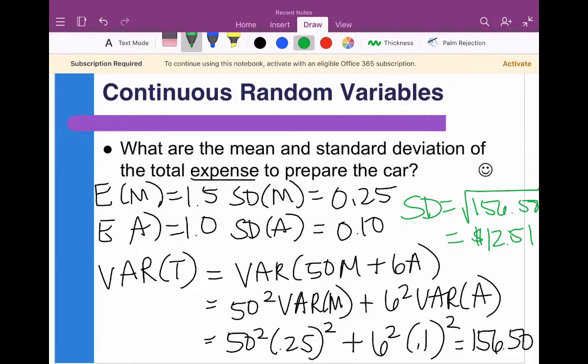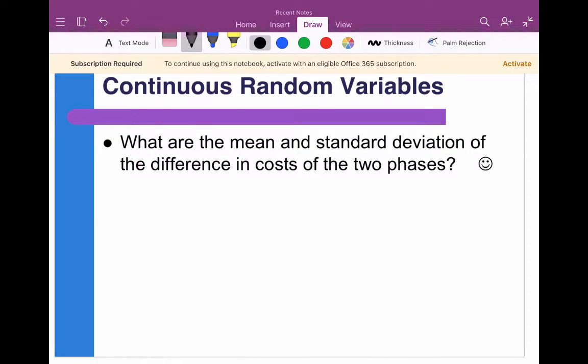So we ended up with an expected total expense of $81 with a standard deviation of $12.51. Our next question asks us what the mean and standard deviation of the difference in the costs of the two phases are. So this is very similar, but now we're subtracting instead of adding. In this case, our expected difference is going to be 50 times the mechanical minus 6 times the appearance. So to find the expected difference, very simple, we just plug it in and go.